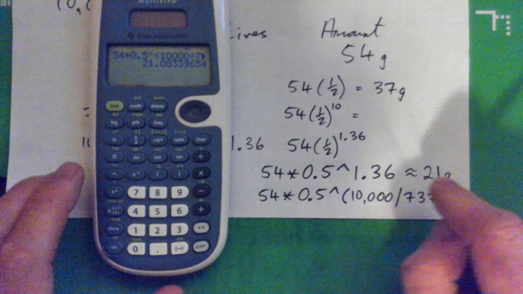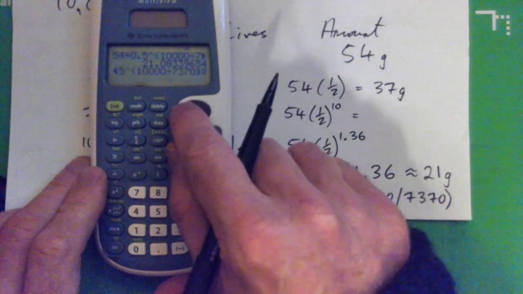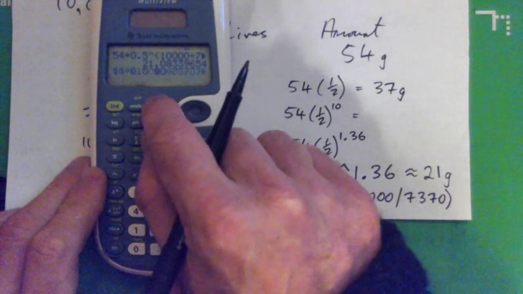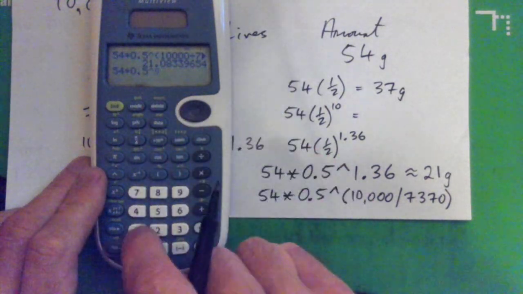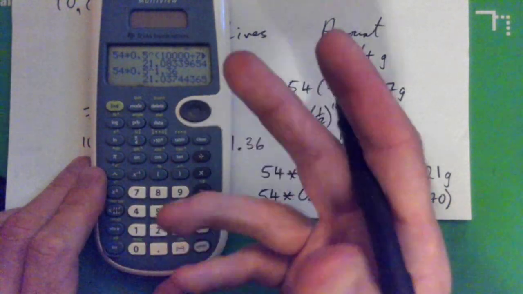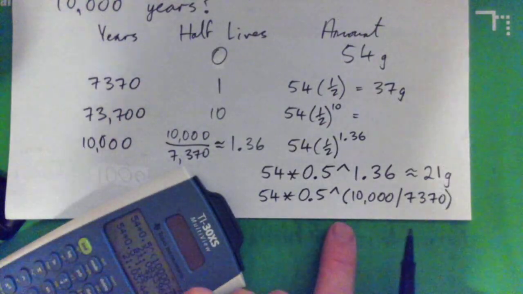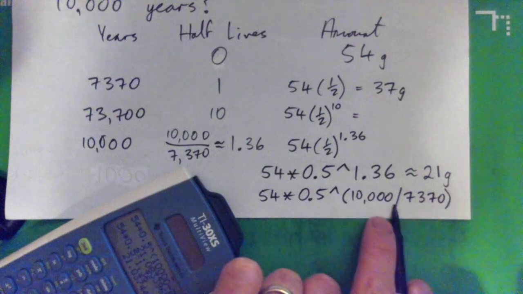Cool. And how bad would it be if we just used the 1.36? Probably about the same thing. Yeah, basically 21. So 21 grams, whether you do it this way or this way. Obviously, this way is the most accurate, right?